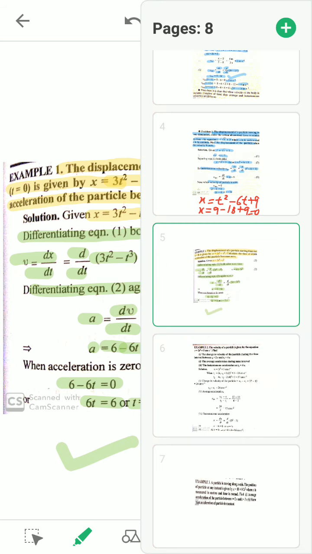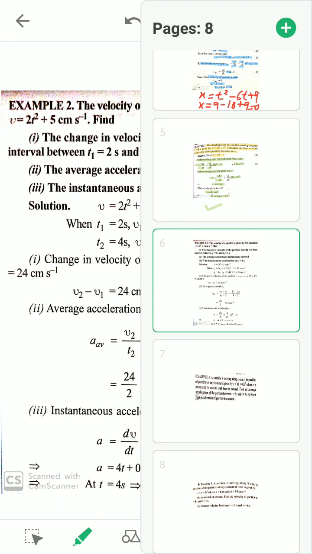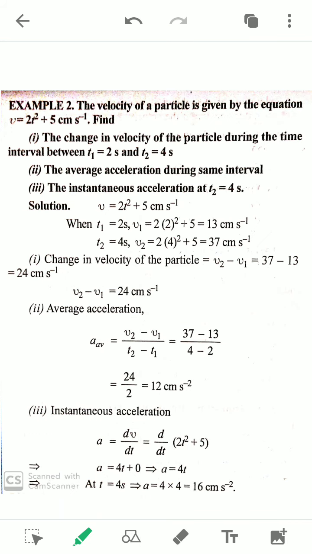Okay, student. Next question. The next question says that the velocity of a particle is given by the equation v = 2t² + 5 centimeter per second. This is the given equation for velocity. The question asks for the change in velocity of the particle during the time interval between t1 = 2 seconds and 4 seconds.